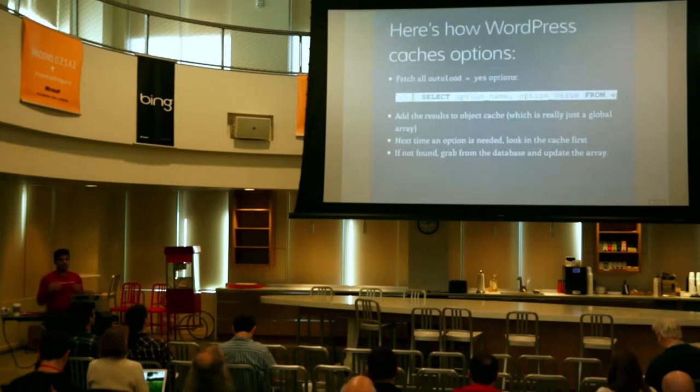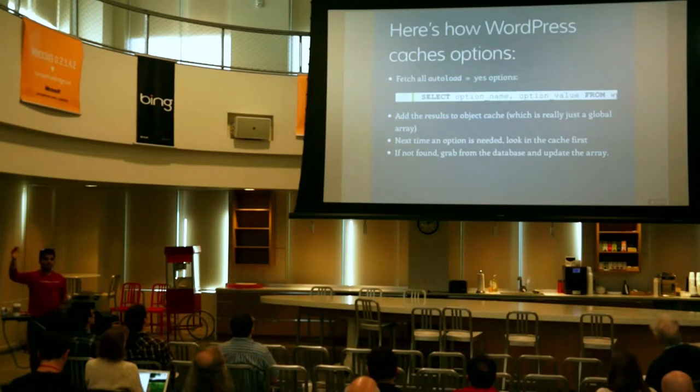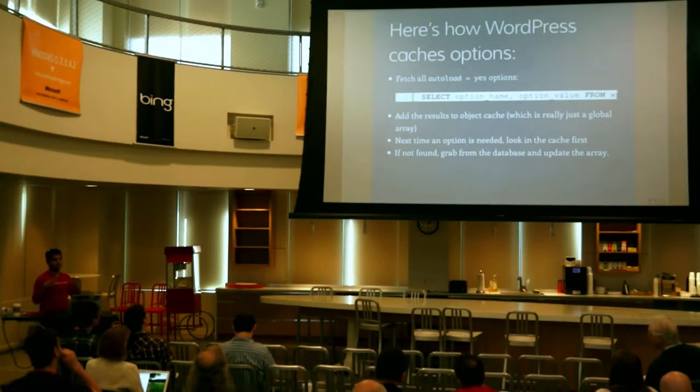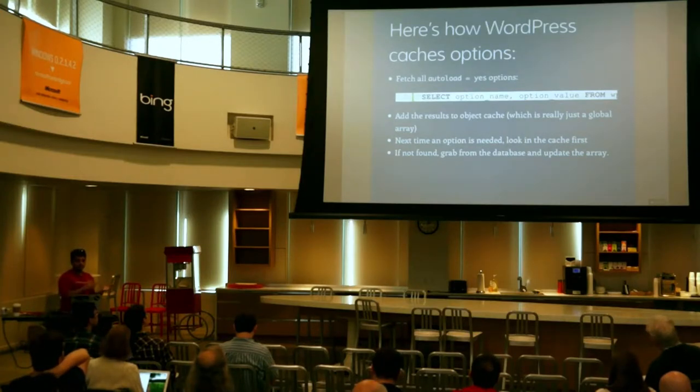So here's how WordPress caches options. One of the first things WordPress does on any given page load is load the autoload equals yes options. In the options table, you'll see a column called autoload, and the value will be either yes or no. So WordPress does one query to say, give me all the options in the options table that have autoload yes. Autoload is just a way to define that this option should be loaded on any given page load, one of the first things loaded.